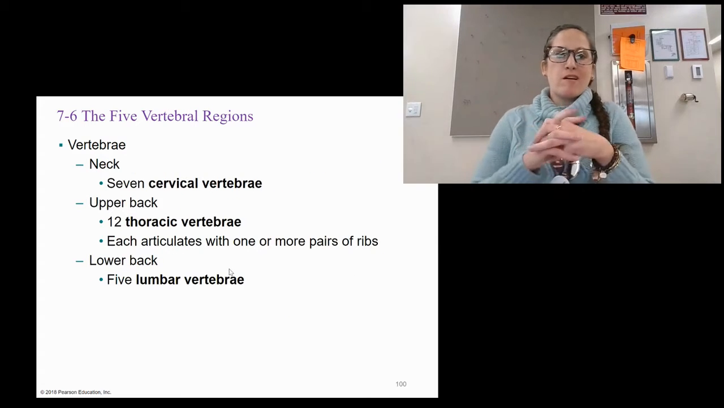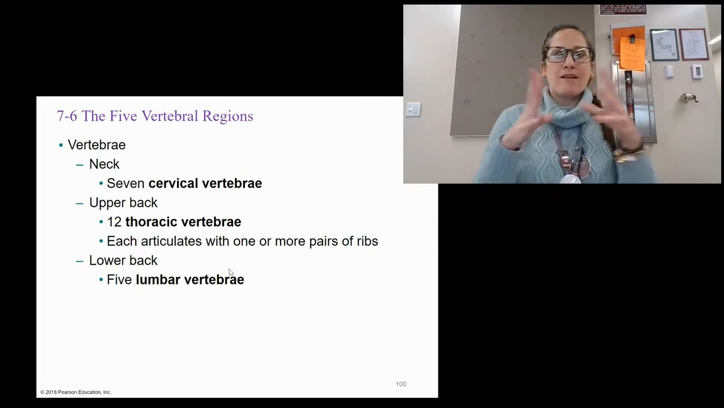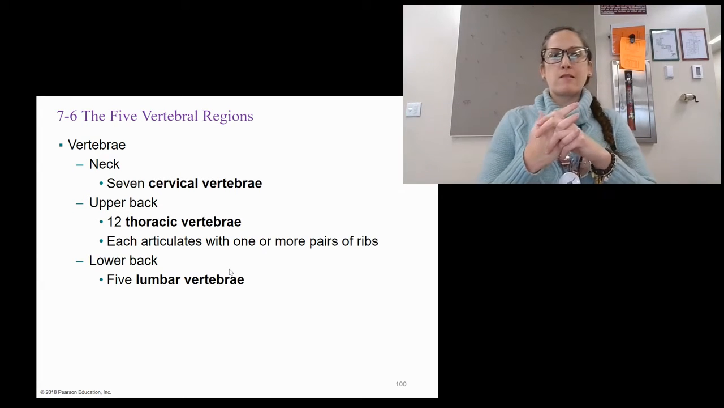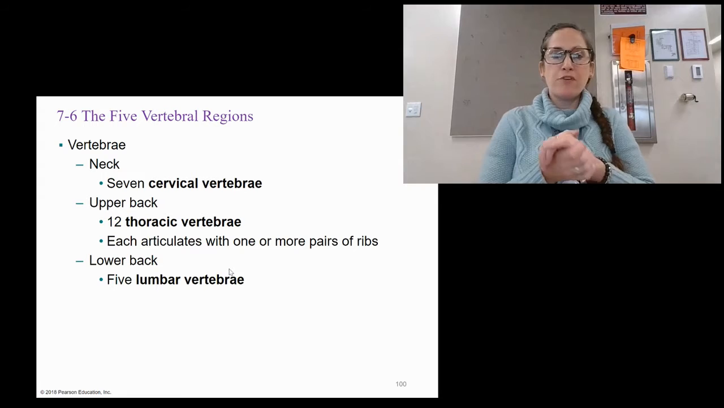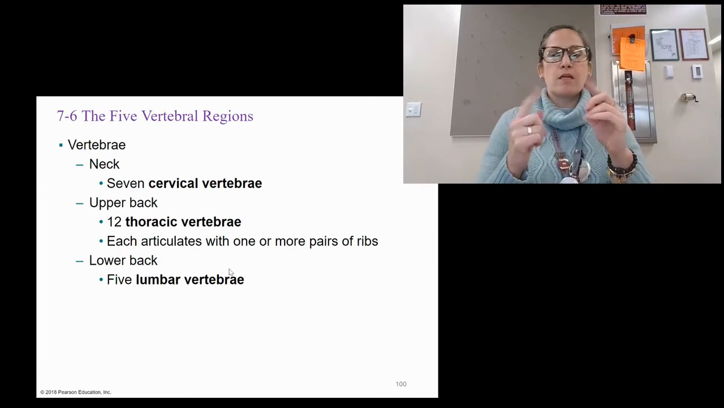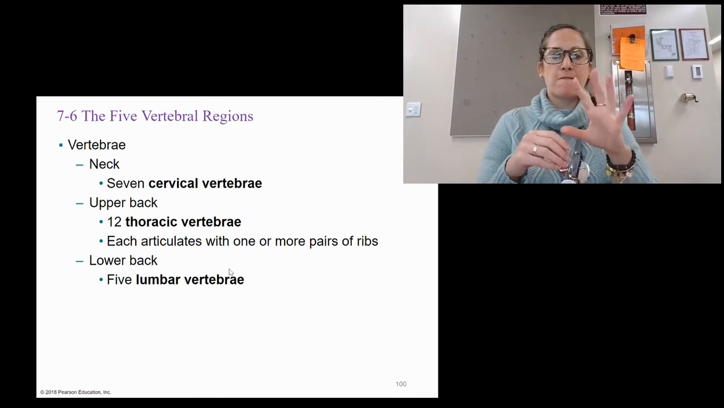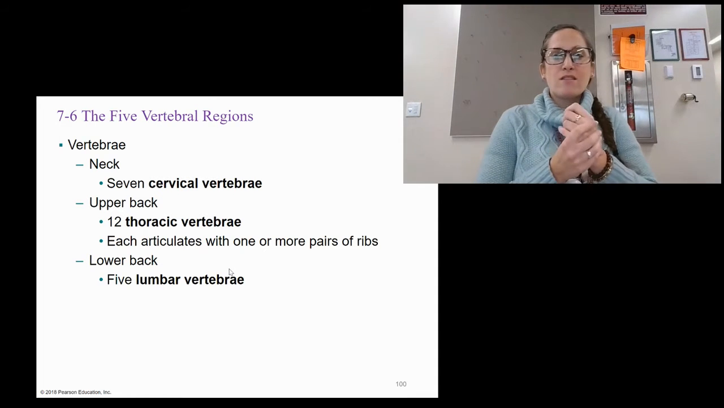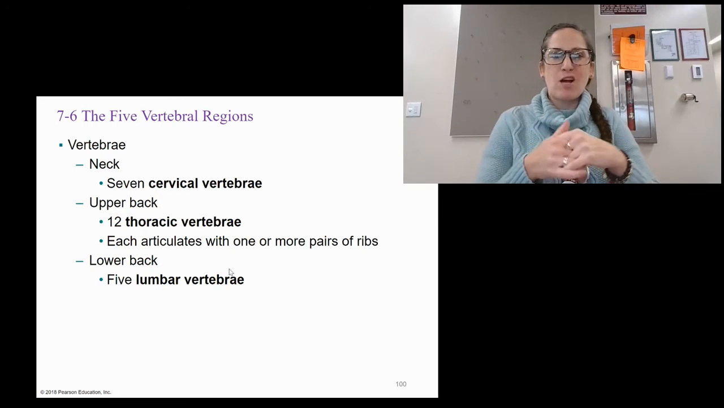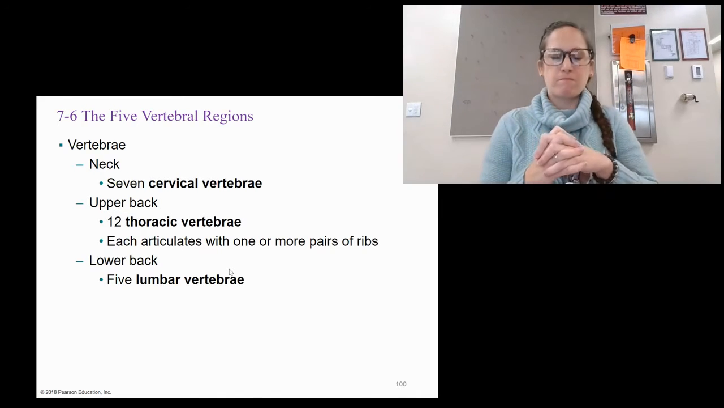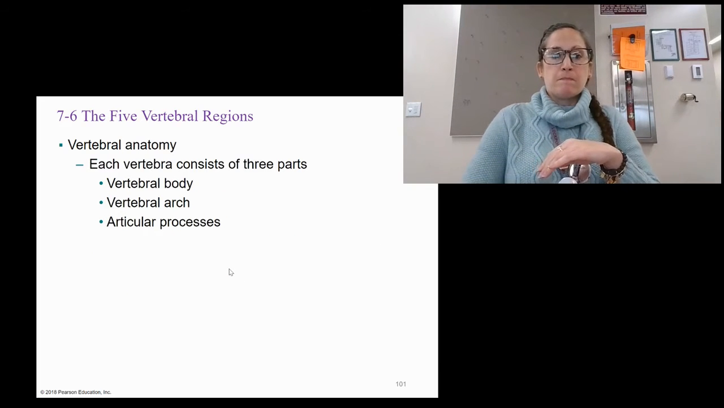All right, so in terms of our vertebra, in our neck region, we have those cervical vertebra, and there are 7 of them. Our upper back is referred to as our thoracic vertebra, and there are 12. We have 12 because we have 12 pairs of ribs, and every thoracic vertebra is going to articulate with a pair of ribs. And then in our lower back, we have 5 lumbar vertebra. Notice the food times for those to help you remember: 7, 12, and 5, so breakfast, lunch, and dinner. Helping you to remember those numbers for those different vertebrae.